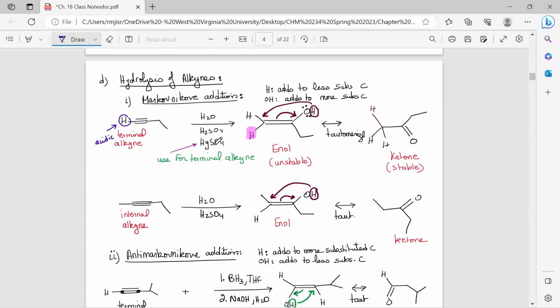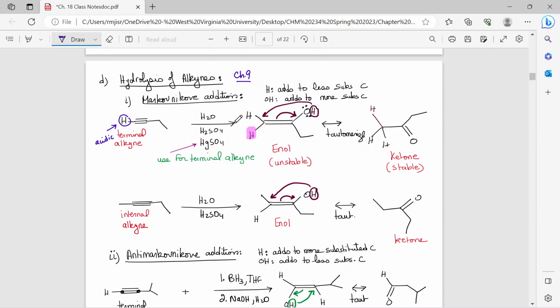So what you need to do is add HgSO4, and the HgSO4 will serve as a catalyst to start the reaction. We use it every time we have a terminal alkyne so that we can start the reaction. You're going to form the cyclic mercurinium ion, and then water is going to attack. This is the difference between terminal alkyne and internal alkyne. Please review the mechanism for this reaction. You already have the notes, and this is chapter 9 from Organic 1.